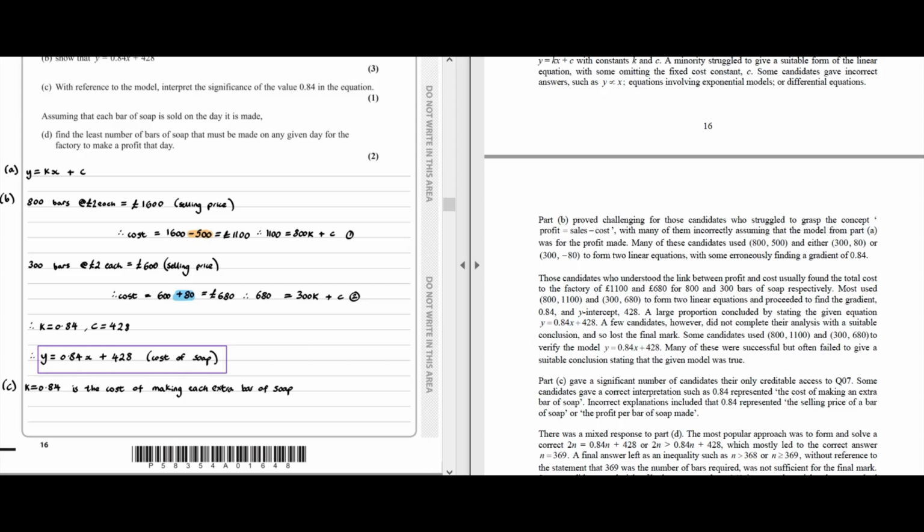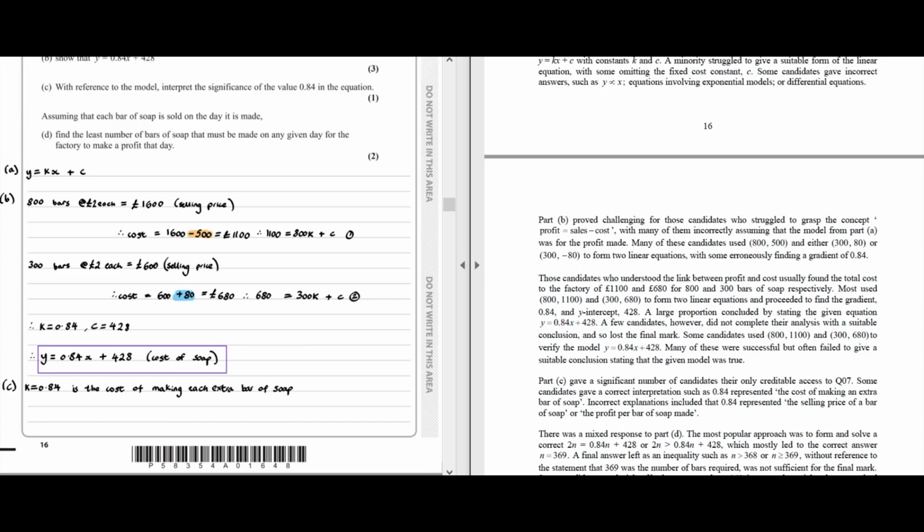A few candidates, however, did not complete their analysis with a suitable conclusion and so lost the final mark. Some candidates used 800, 1100 and 300, 680 to verify the model y equals 0.84x plus 428. Many of these were successful but often failed to give a suitable conclusion stating that their model was true.